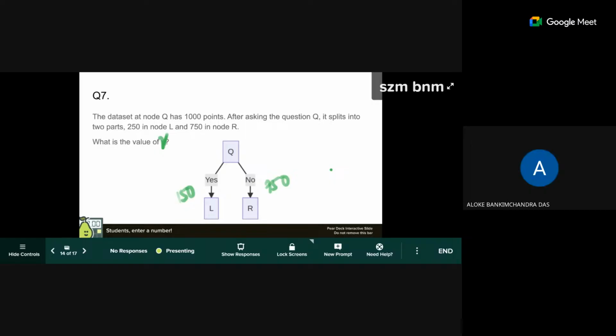0.25? Yeah, 0.25 is correct, because gamma is just the fraction of points that goes to Ds, the cardinality of Ds divided by the total D. So that is what gamma is. The gamma will turn out to be 250 divided by 1000, which is 0.25.